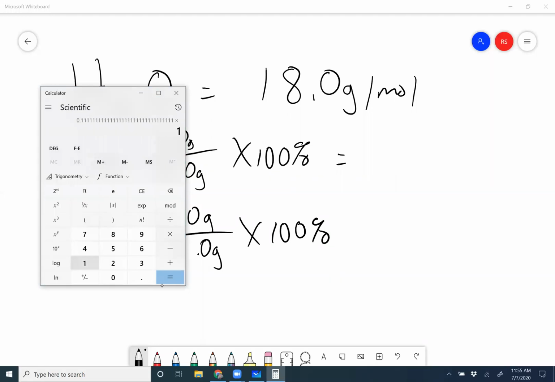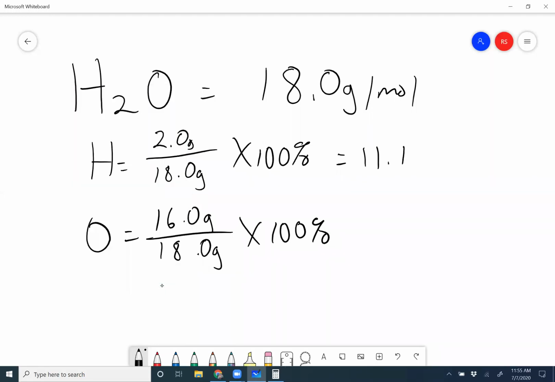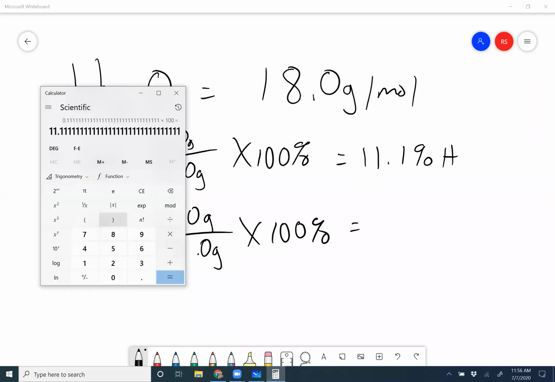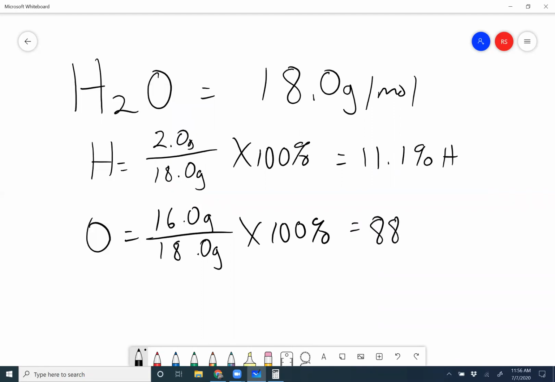And then times 100%. So water is 11.1% hydrogen. Obviously, we can do the math, but we can also just subtract. 16 divided by 18 is 0.888, so we'll call that 88.9% oxygen.